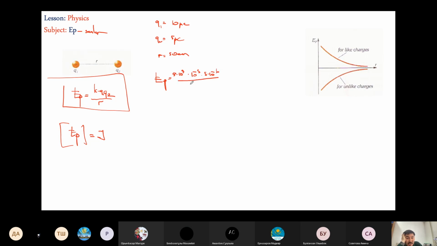And over 50 centimeters, that is 5 10 to the power of minus 1. So I'll simplify the 5 here, and this goes upward with the positive sign. I'll have here 10 to the power of 10. And since I have here minus 11 here, that will be 9 times 10 to the power of minus 1 joules, or that is 0.9 joules. Сол үшін екі зарядтың арасындағы энергия қандай болып тұр? 0,9 joule.